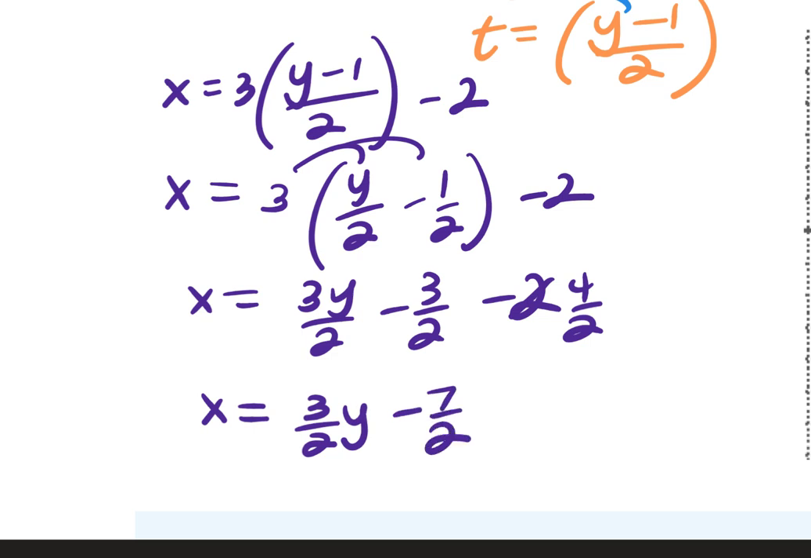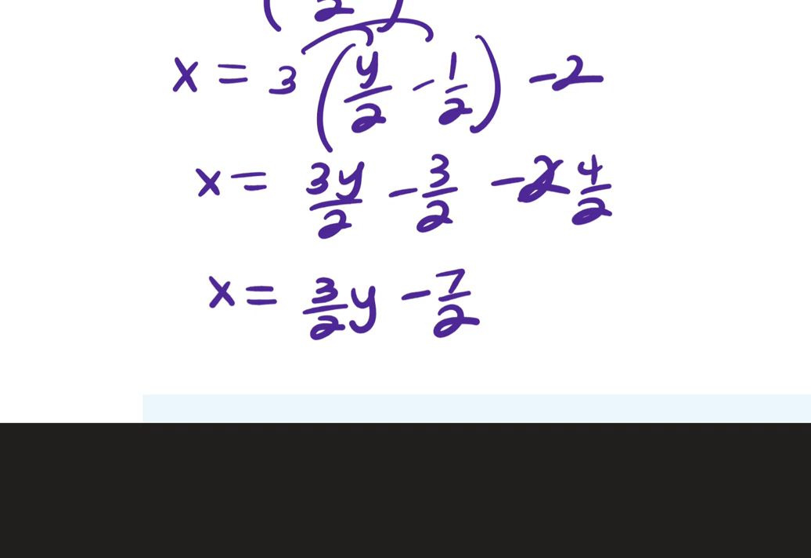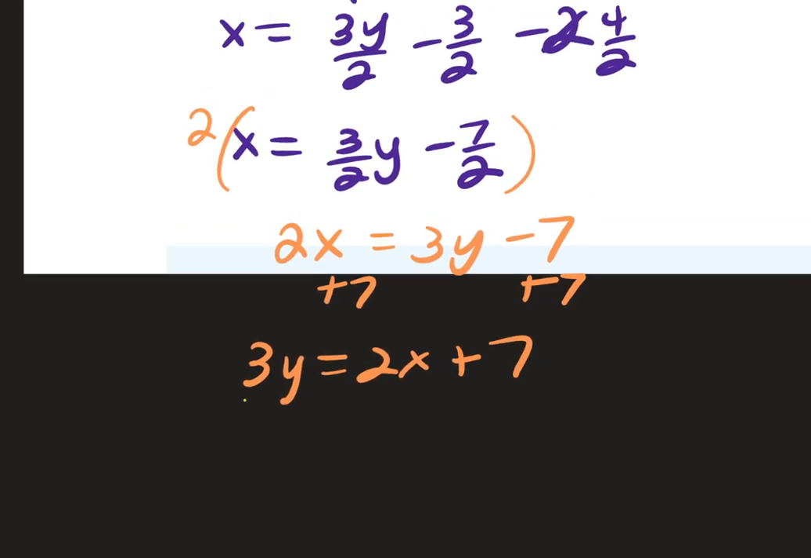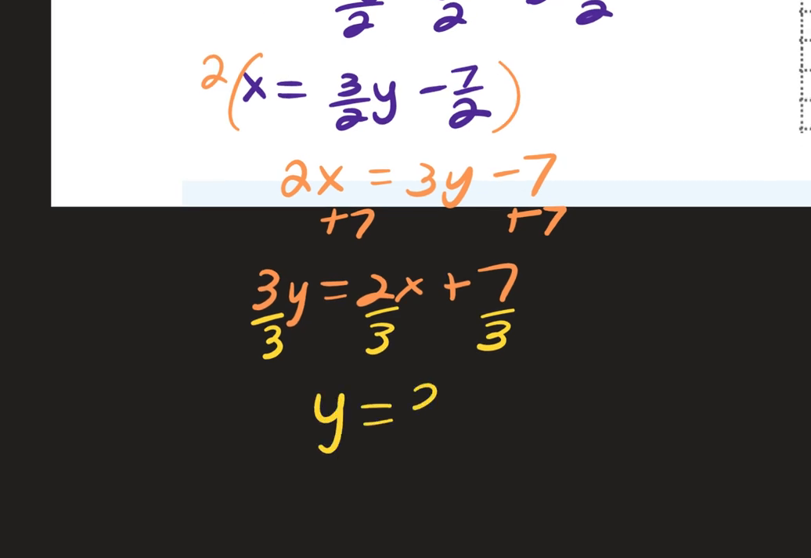I want to get it to y equals mx plus b. So I'm going to multiply everything by 2 to get rid of those fractions. 2x equals 3y minus 7. I'm going to add the 7. 3y would equal 2x plus 7. And last thing is divide by 3. And I get y equals 2/3 x plus 7/3.